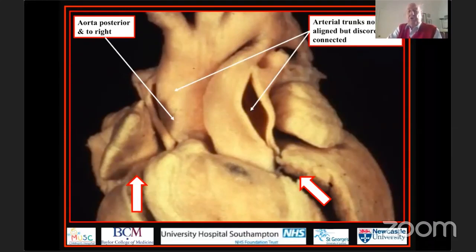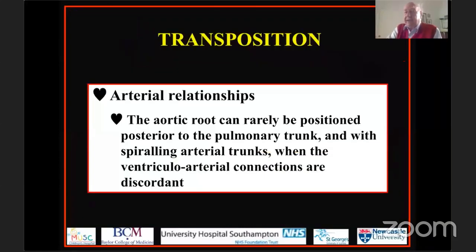So here, the arterial trunks, in fact, are normally aligned. They are normally related, but they are discordantly connected. And this tells us that alignments are not always the same thing as connections. So when we are talking about connections, we are talking about the way the blood goes round.